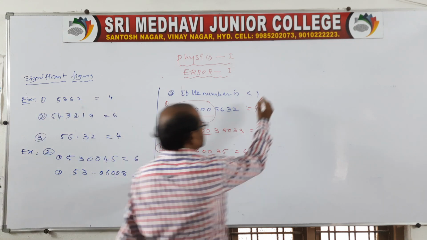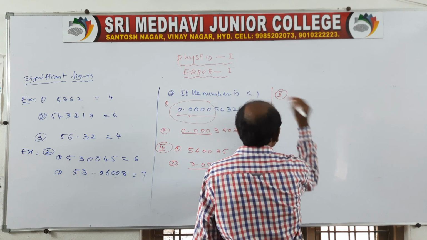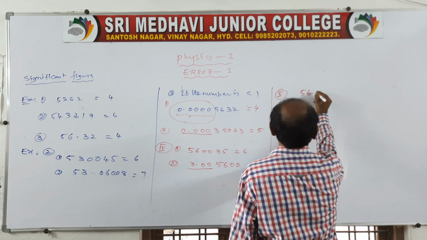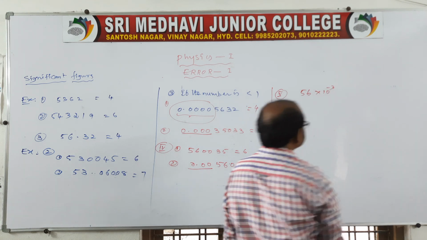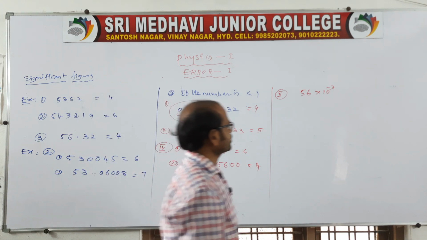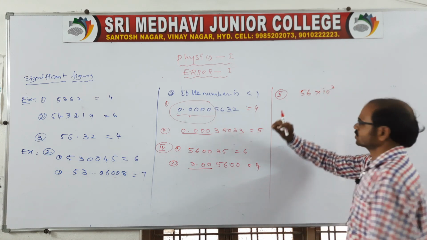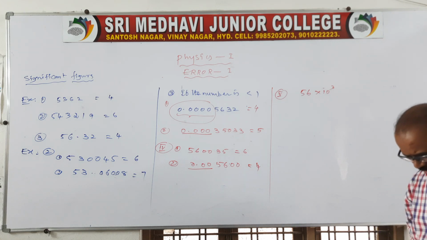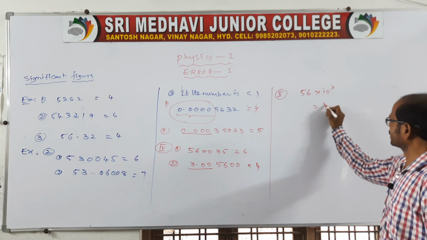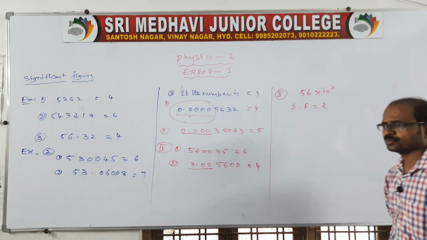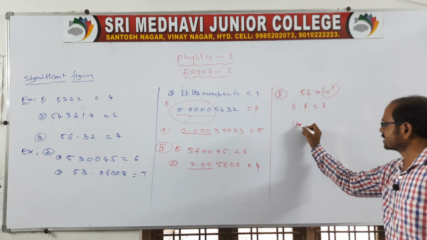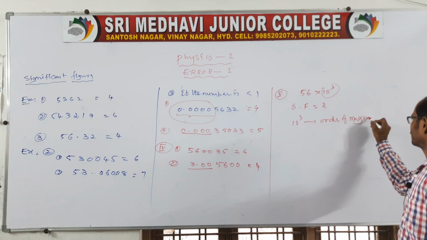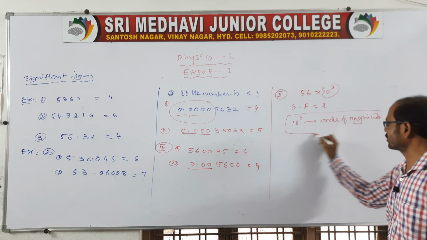Suppose here the fifth rule, it is very important. You remember, sometimes he may give you powers of 10. I'll give you, say, one measurement is given as 56 into 10 power minus 3. Sir, what will happen? This 10 power minus 3, or you say plus 3 also, no problem, whatever it is. In this, the significant figure is nothing but 2. Sir, what about 10 power 3? You remember, 10 power 3 we can call the order of magnitude.